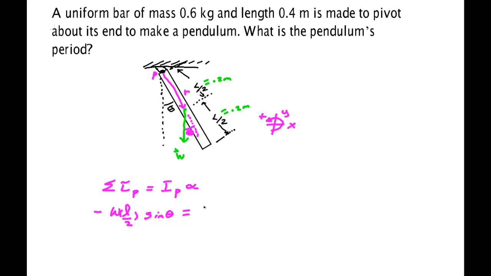Now IP for a bar is 1/3 ml squared, and this is alpha. So you get that from a table or figure earlier in the book. In Giancoli, I believe it's from figure 8.21. If you're using a different book, then it would come from another table or figure.